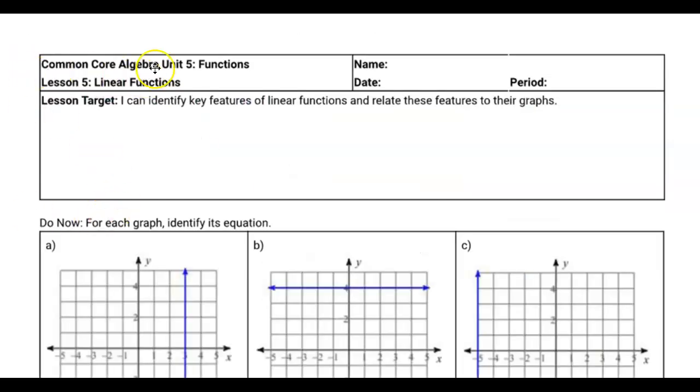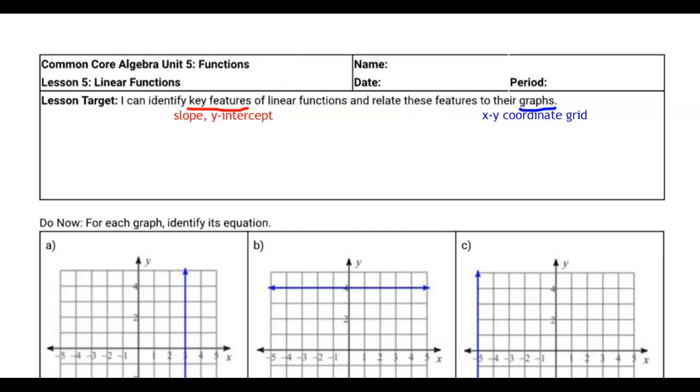For the lesson target, we're going to identify key features of linear functions and relate those features to their graphs. So we're looking at key features. Of course, those key features are going to be the slope and the y-intercept. So we're going to be taking those slopes and those y-intercepts and placing them on an xy coordinate grid.